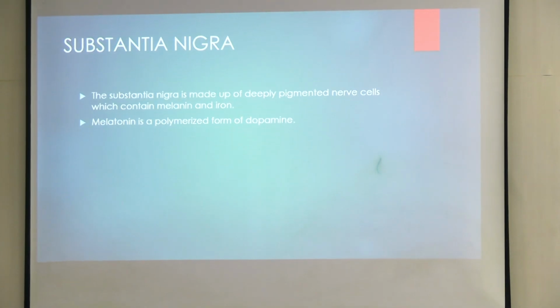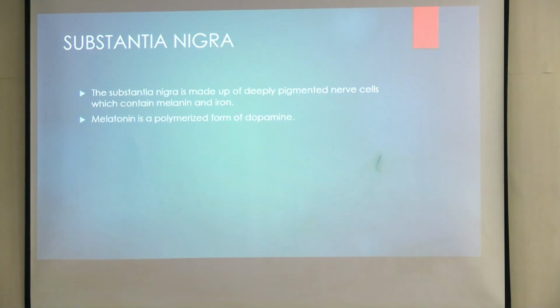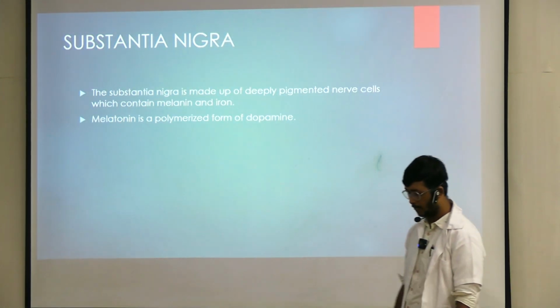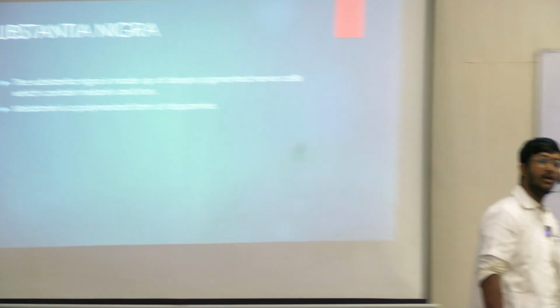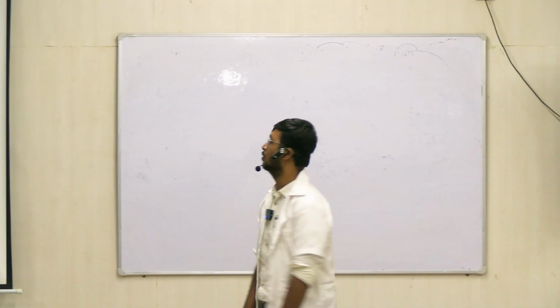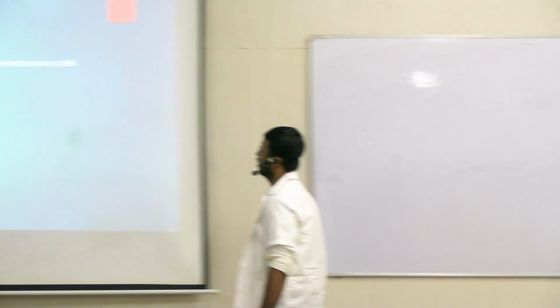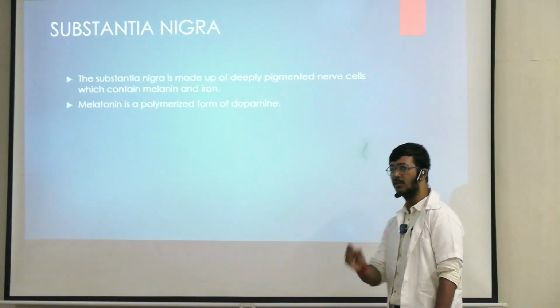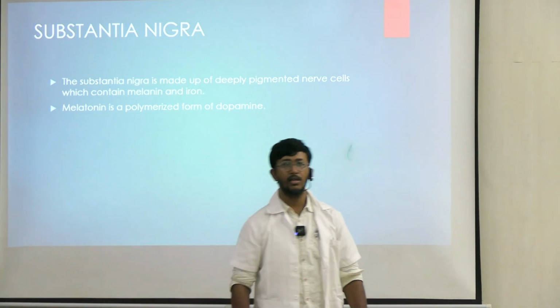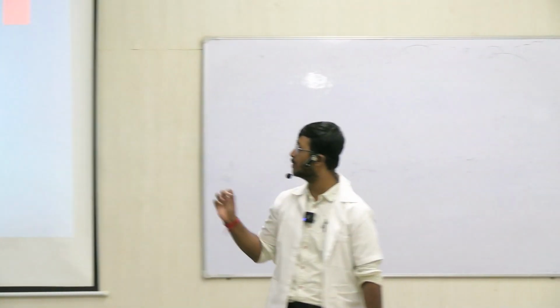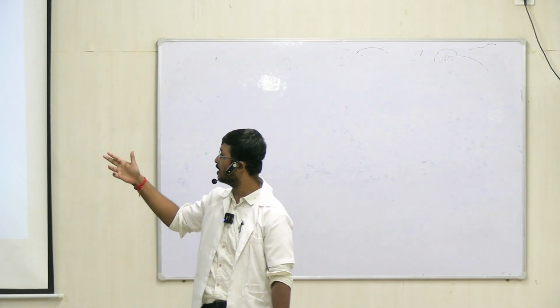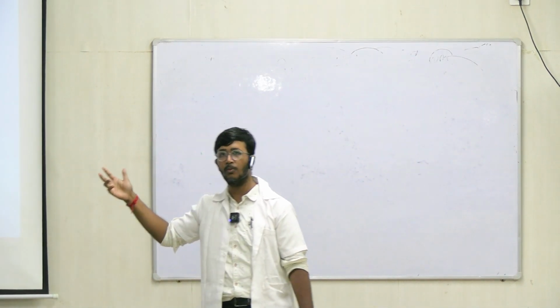Now coming to substantia nigra, basically it contains your melanin pigment. So have you heard of Parkinson's disease? Have you heard of Alzheimer's disease? Okay, so basically here in substantia nigra there is a component known as melanin. So this melanin, here dopamine is present. Okay, so melanin is a polymerized form of dopamine.